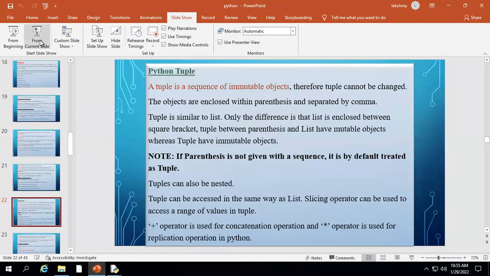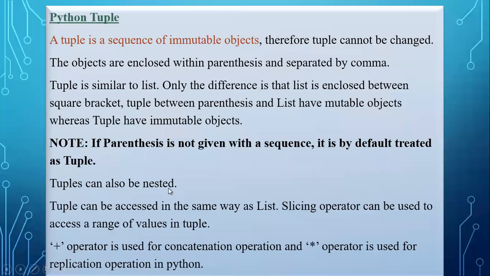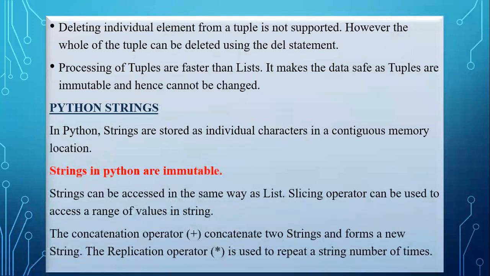I hope everyone understood about the tuple. So those points we have written here. Deleting an individual element from a tuple is not supported. We can delete the whole tuple object only by using which one? The del statement. Processing of tuples is faster than lists. It makes the data safe as tuples are immutable, hence cannot be changed. So that is the main point. If you want to keep any real-time data in a safe or secure manner, then what type of data type can we use? Tuples I can use.